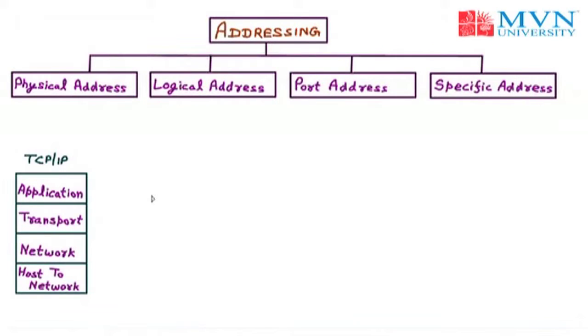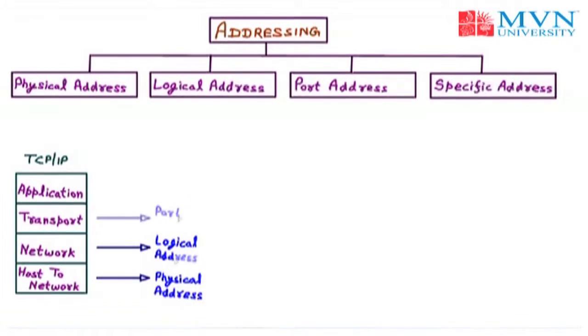Let's start with the first layer. At the host network layer, we use the first address, called the physical address. At the network layer we have the logical address. At the transport layer we have the port address. And at the application layer we have the specific address. Now we'll discuss each of the addresses one by one. Let's start with the first one, that is the physical address.